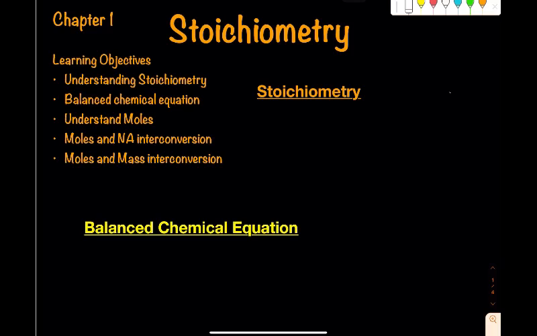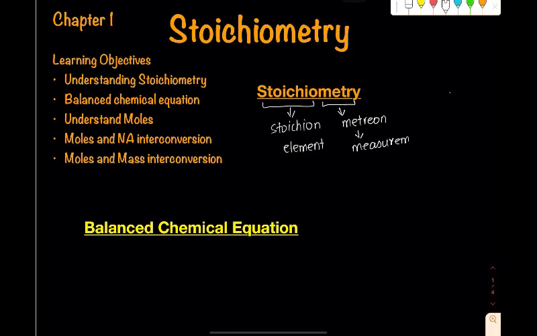Stoichiometry originated from Greek words. Stoichio comes from stoichion, which means element, and metry comes from metrion, which means measurement. Measurement of elements in a chemical equation or in any chemical reaction setup is known as stoichiometry. It works best with a balanced chemical equation.